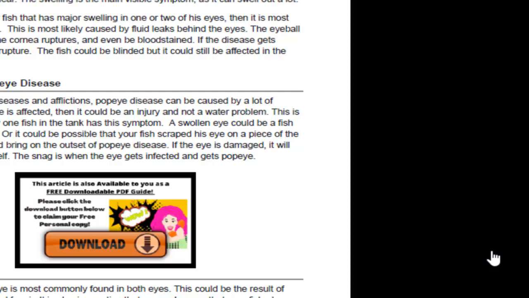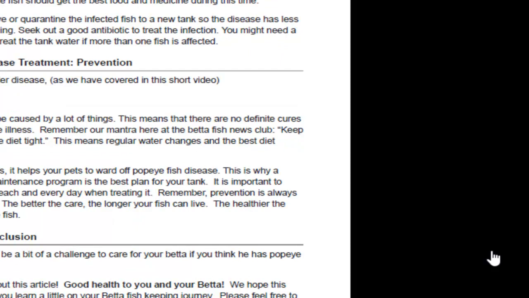Popeye is usually found in both eyes commonly, so it could be bacteria, parasites, or fungi, and it could be fatal if you don't treat it. Also, it could develop dropsy, which is a really bad thing for betta fish, which can cause buildup in the kidneys. Poor water condition is also the main thing you should look at. If a lot of your fish have it, then it's probably your water. You need to change it, maybe quarantine the fish.